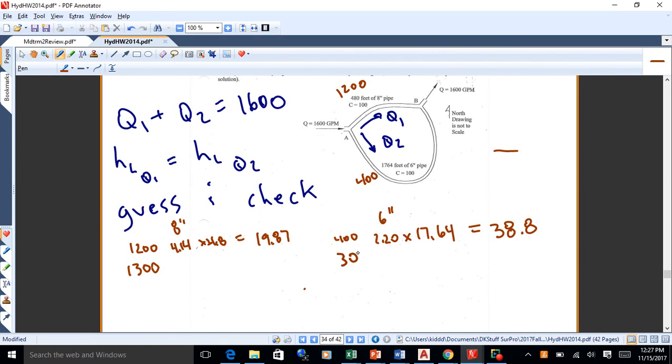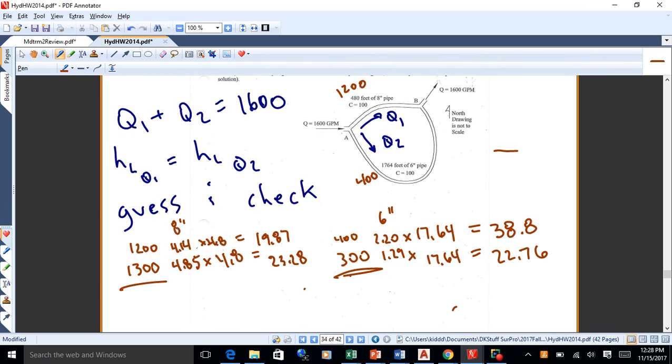So then I could try 1,300 and 300 and see what I get. I get 4.85 and 1.29. Then I multiply them by the 100-foot lengths. When I do that, I get 23.28, and then 19.8. No, I don't. Hang on here. I'm doing it right. Okay, then I get 22.76. And those are pretty close. They both round to 23, so you can just call it that. So 1,300 gallons per minute on the 8-inch side and 300 gallons per minute on the 6-inch side. That'd be good enough.